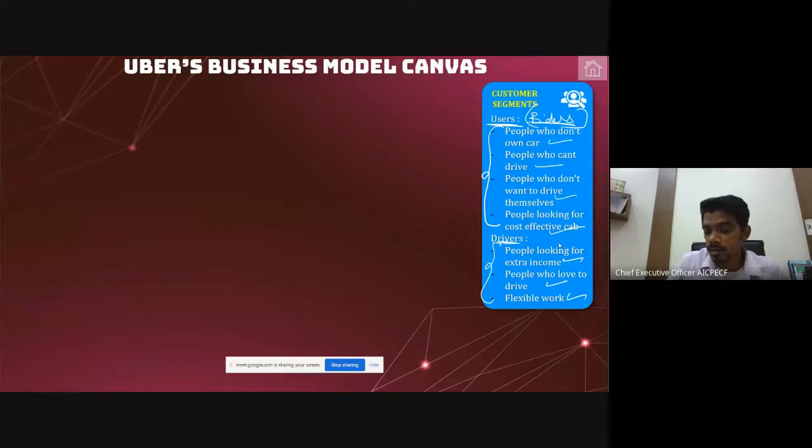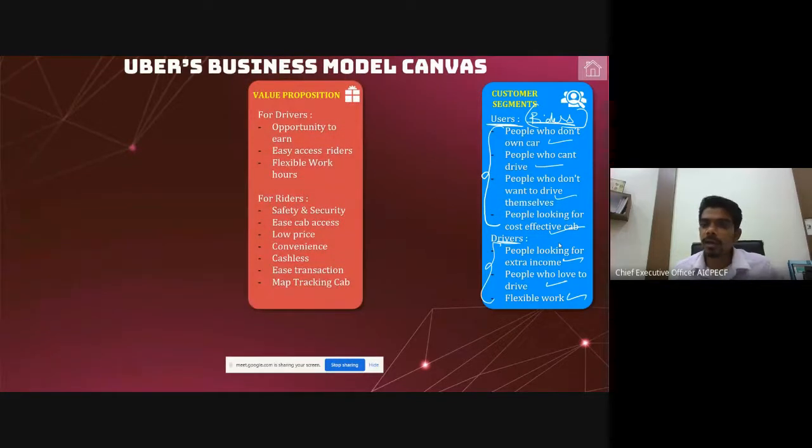Next block என்னது? Value proposition. What kind of value are they adding? So for drivers, இப்போ customer segment map பண்ணிட்டாங்க, drivers and riders. So drivers க்கு என்ன வேல்யூ நம்ம கிரியேட் பண்ணணும்னு இப்போ மேப் பண்றாங்க. So opportunity to earn, extra earning, right? Easy way of earning in the sense you need not wait for 2 hours for one commuter. You can automatically open Uber's or Ola's app, find a rider and earn your money. Opportunity to earn, easy access to riders, flexible working hours. These are all the values that Uber or Ola is creating for their customer segment called the drivers.